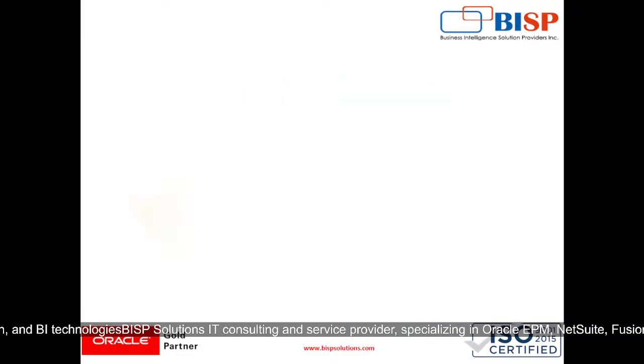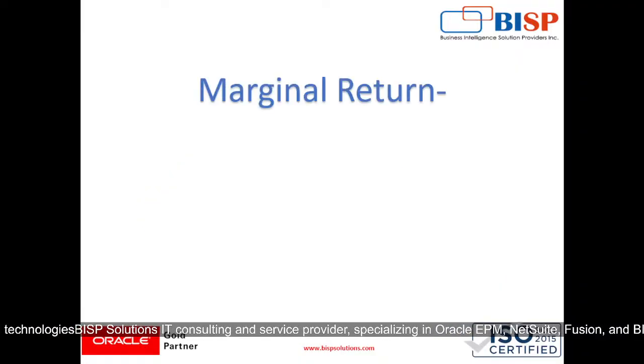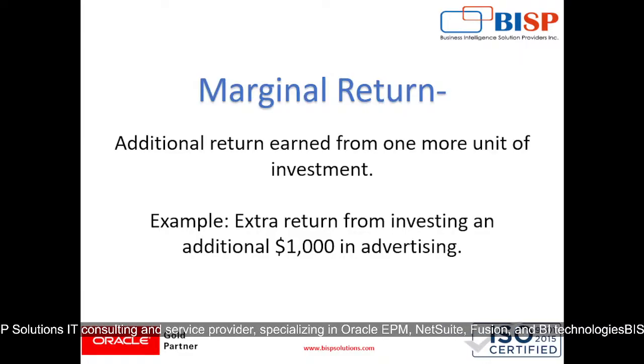Then comes our marginal return, which is the additional return earned from one more unit of investment, like extra return from investing an additional $1,000 in advertising. So for an example, we are investing 1 lakh rupees and getting 10,000 rupees in return. Then investing another 1 lakh and getting 8,000 rupees, so 8,000 is our marginal return. It is lower than what we were getting before.